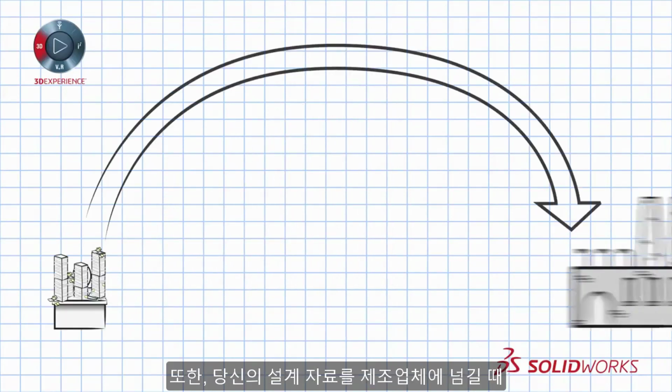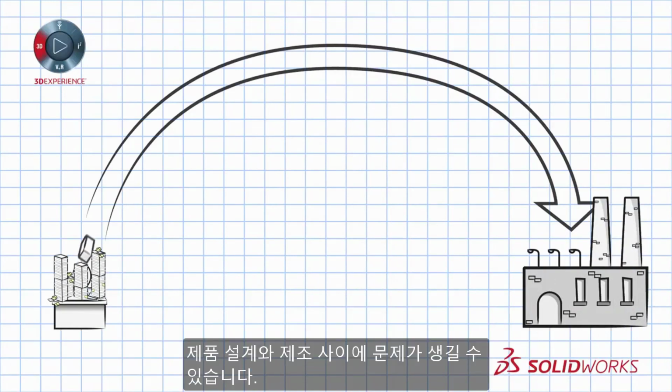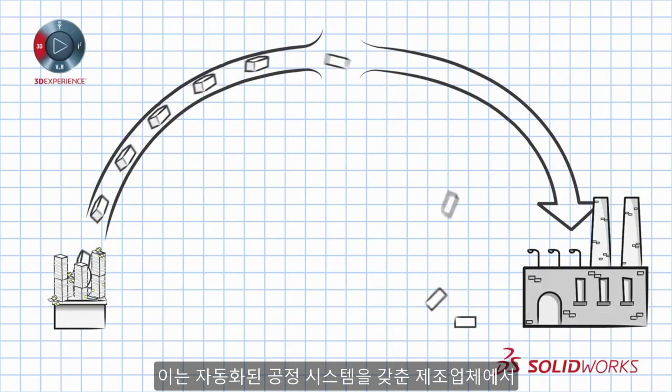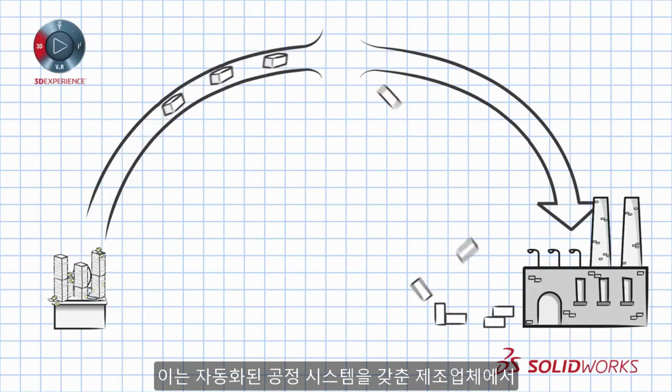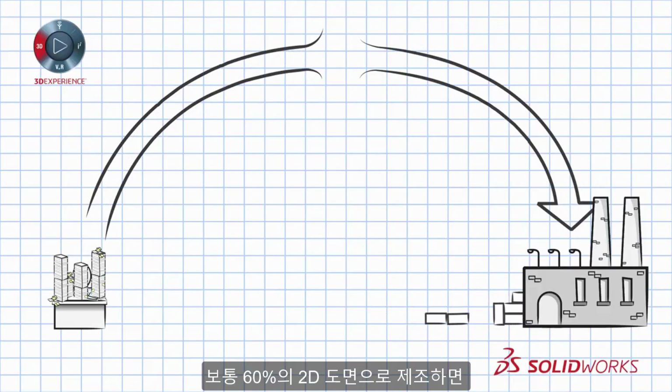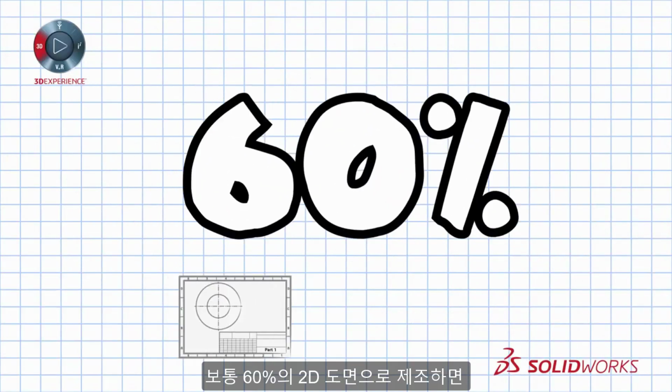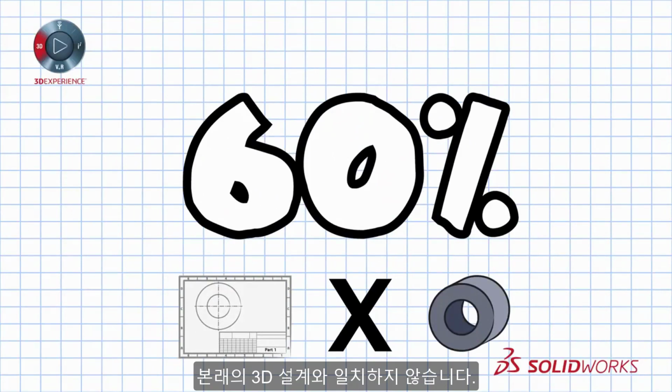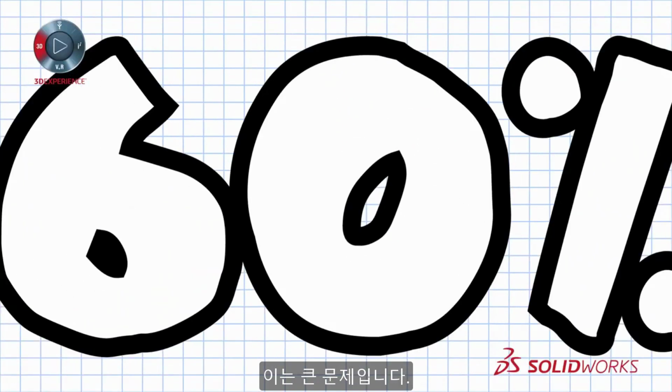And when it comes time to send your specs to manufacturing, the link between product design and manufacturing is often broken, mainly since 2D drawing specifications are not readable by computerized manufacturing equipment such as coordinate measuring machines. Bottom line, 60% of 2D drawings don't match the original 3D design, and that's a huge problem.